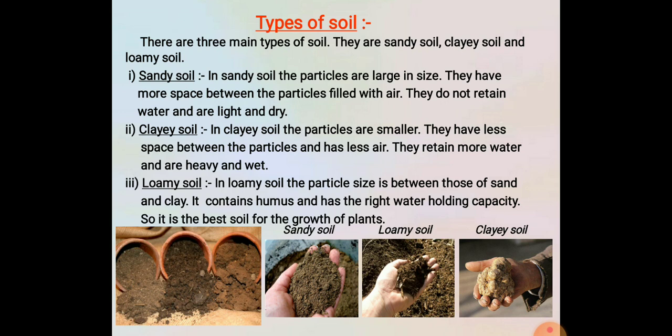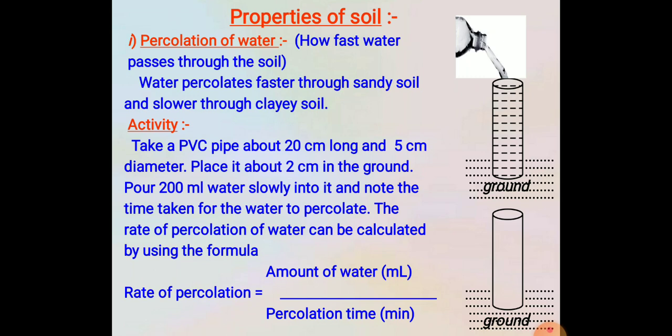Now we will move on to some of the properties of soil. The very first is the percolation of water. Now what is percolation? It is the process in which water passes down slowly through the soil, or we can say the seepage down of water through soil.